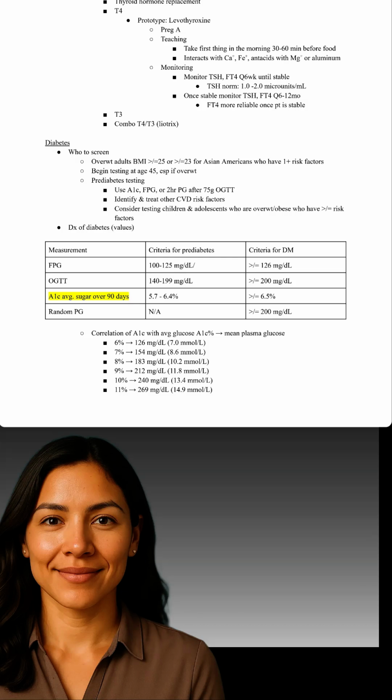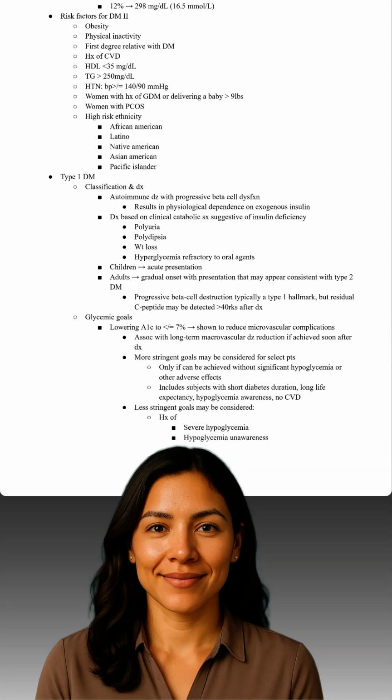For instance, an A1C of 6.5% or higher indicates diabetes, and this correlates with an average glucose level of approximately 140 milligrams per deciliter. Understanding the risk factors and classification of diabetes is crucial for proper diagnosis and treatment. Type 2 diabetes risk factors include obesity, physical inactivity, family history, and cardiovascular disease. Certain ethnic groups, including African Americans, Hispanic Americans, and Native Americans, face higher risk.